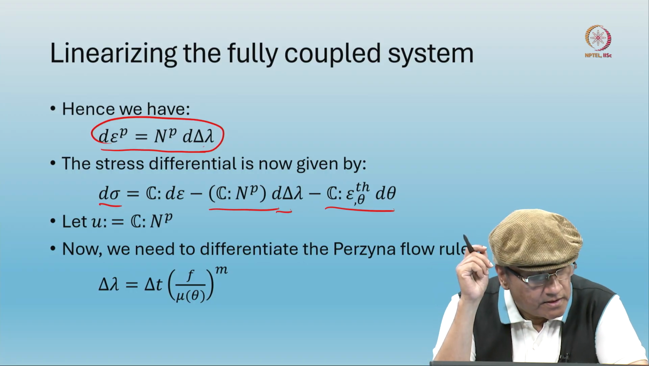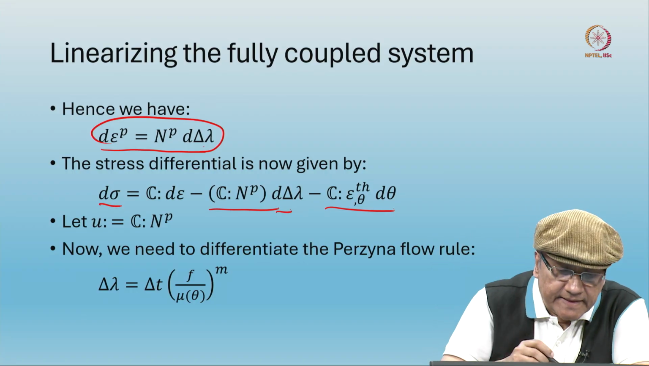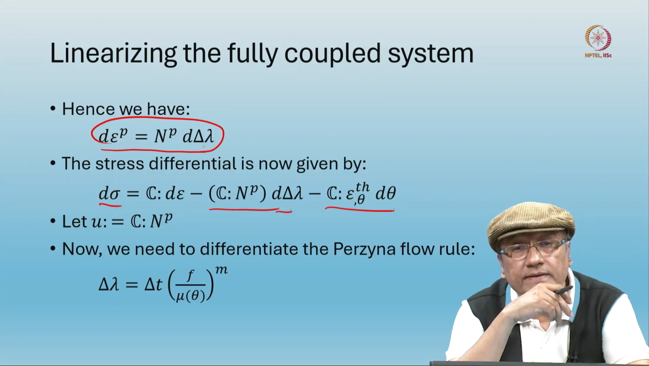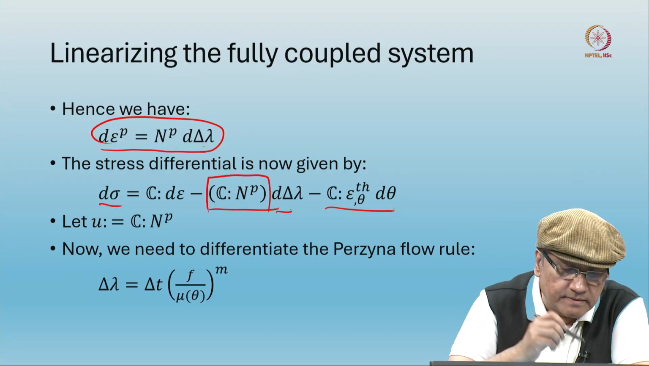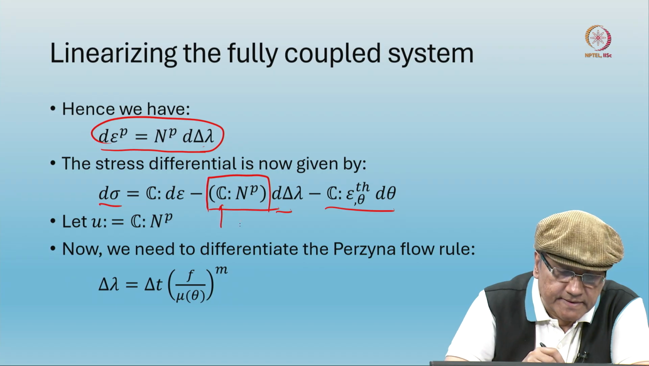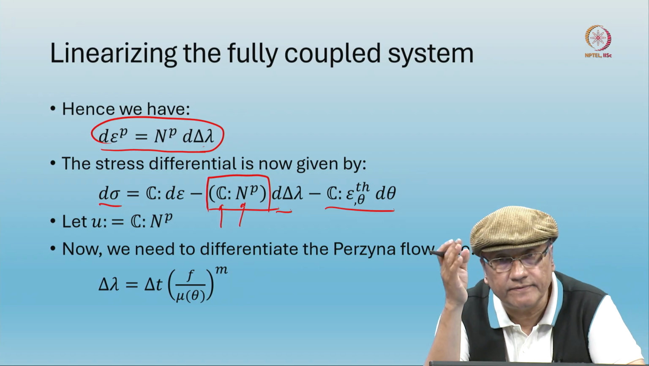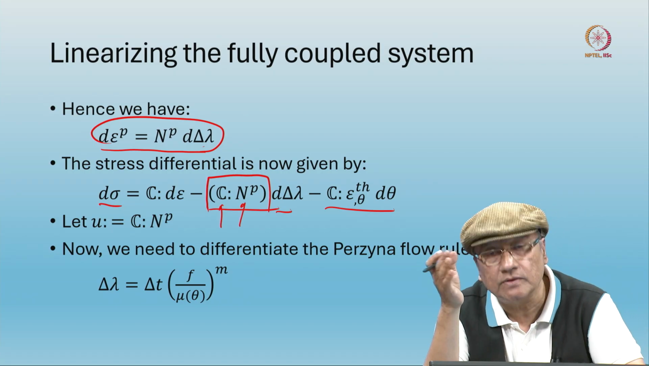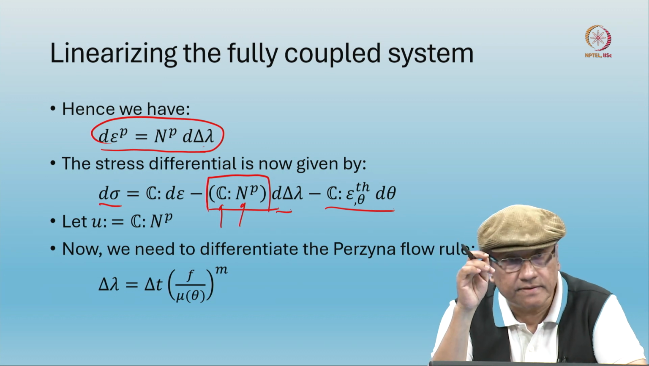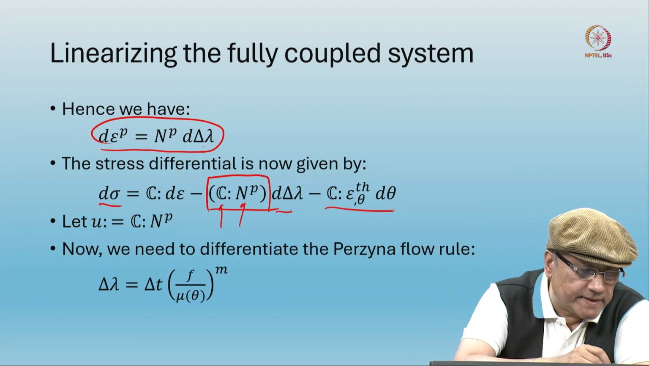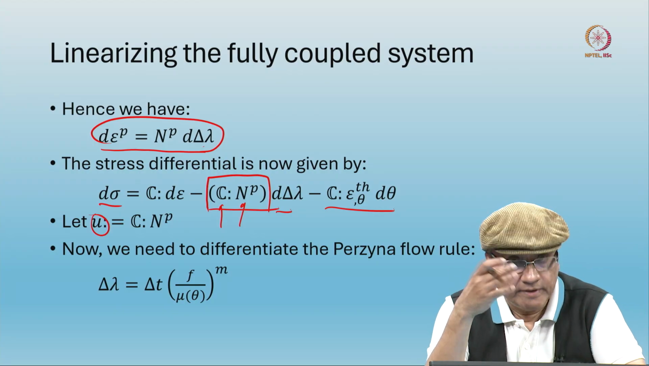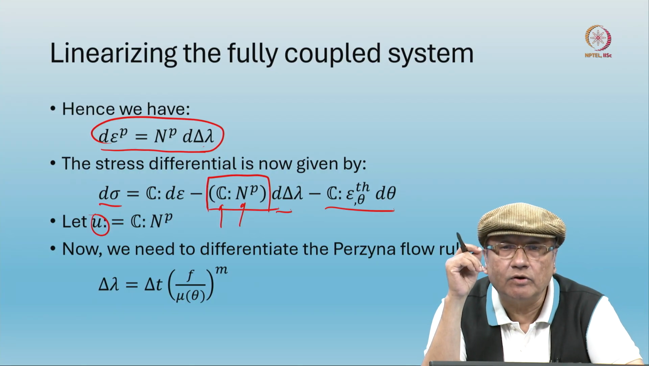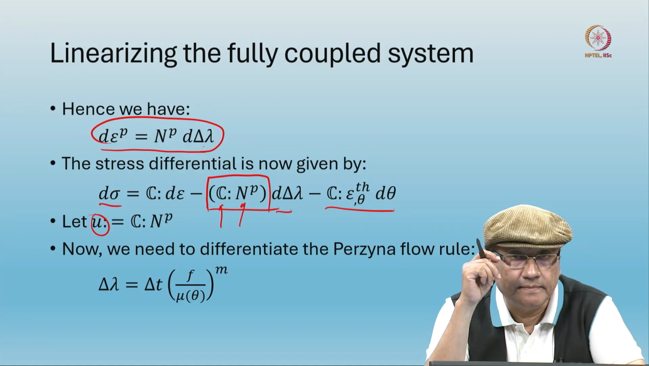Okay. So let us call, like we did in the last lecture, this second order tensor, because this is a fourth order tensor, this is a second order tensor, there is a contraction of a fourth order tensor with a second order tensor. So it becomes a second order tensor, right. So call that second order tensor as u. We have used the same notation for the second order tensor in the last lecture as well.